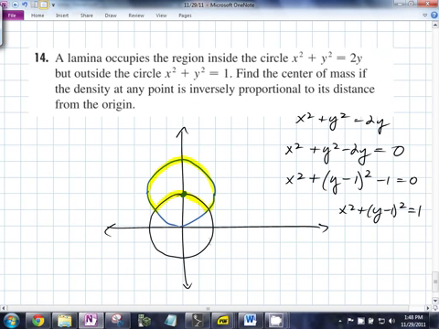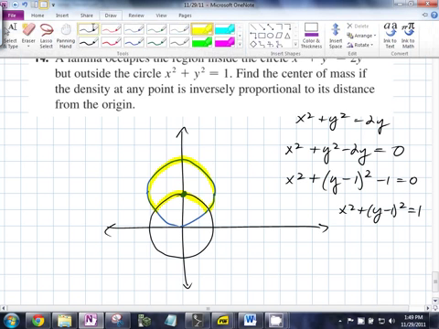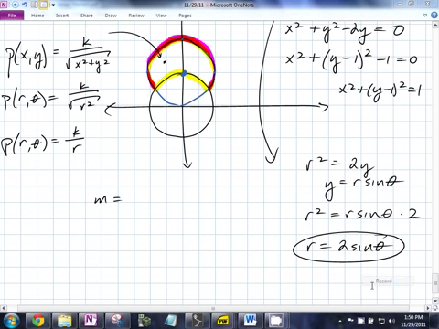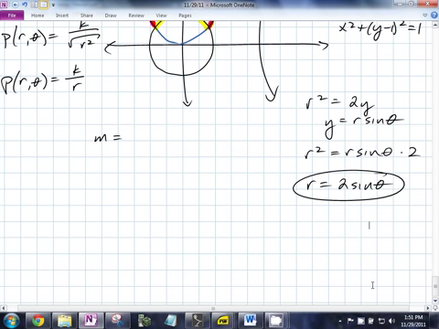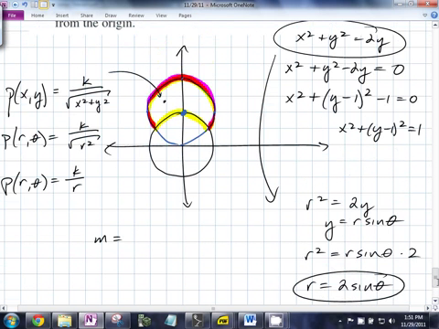Okay. That's our outer function. Are we okay with that? What's our inner function? That's just r squared is equal to what? 1. So r is equal to 1. Are we okay with that? So what's our mass going to be? It's going to be r dr d theta, right? The function for our density is k over r. We're doing r first. R is going from 1 to what? 2 sine theta, right?